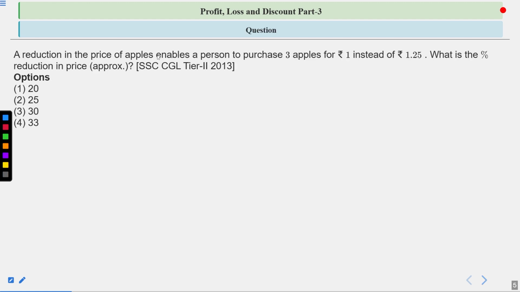A reduction in the price of apples enables a person to purchase 3 apples for 1 rupee instead of rupees 1.25. What is the percentage reduction in price approximately? And this question was asked in the SSC CGL Tier 2 exam in 2013. So there are four options. First one is 20, second is 25, third one is 30 and fourth one is 33. Now you have 10 seconds to analyze the question. Your time starts now.